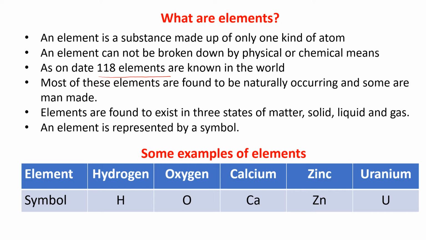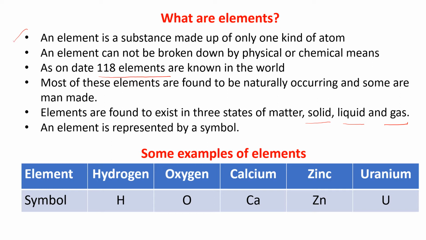Elements are found to exist in 3 states of matter: solid, liquid, and gas. An element is represented by a symbol. Now see the first point. An element is a substance made up of one kind of atom. Now you are having an idea about atom and molecule. Then also in the next slide I will explain to you about atom and molecule.